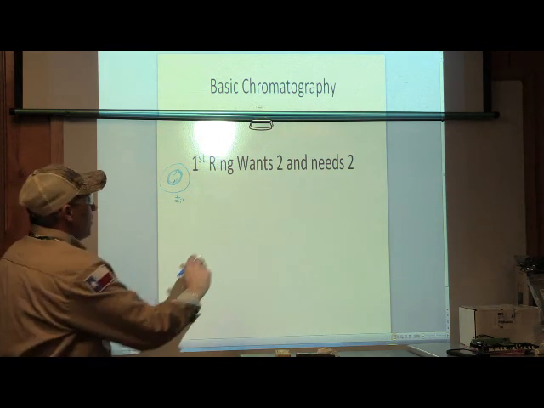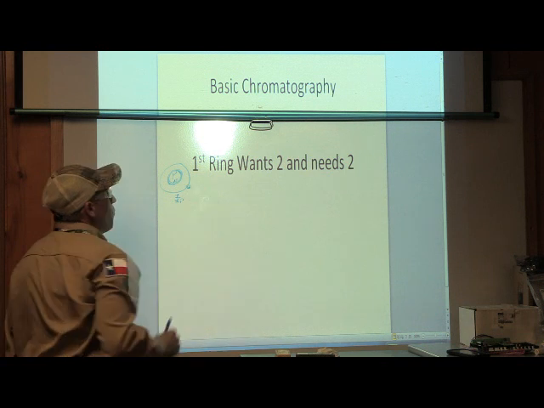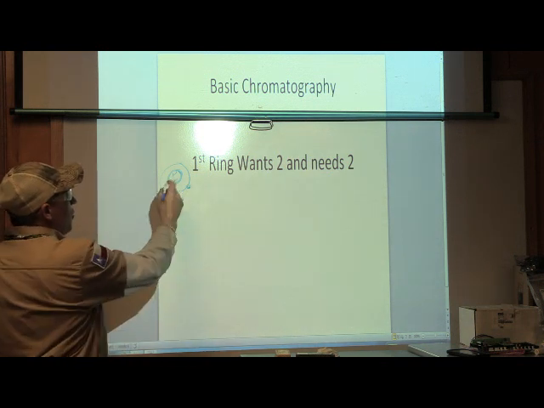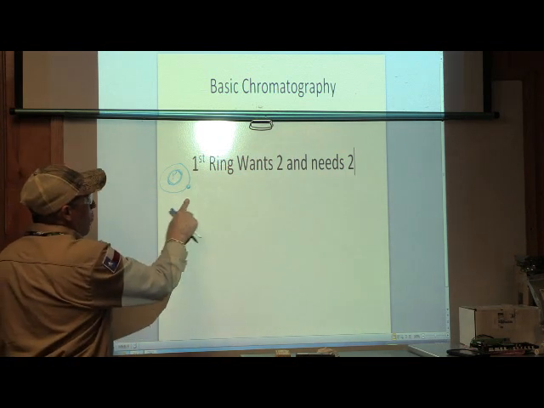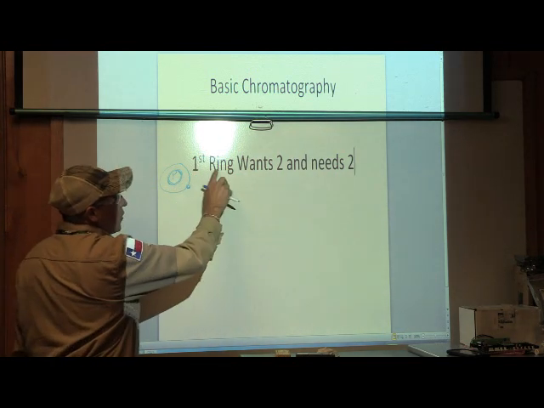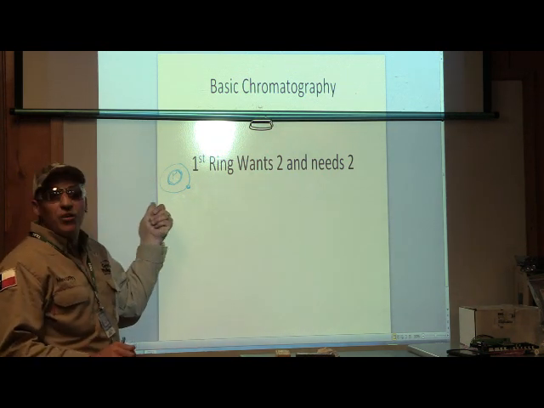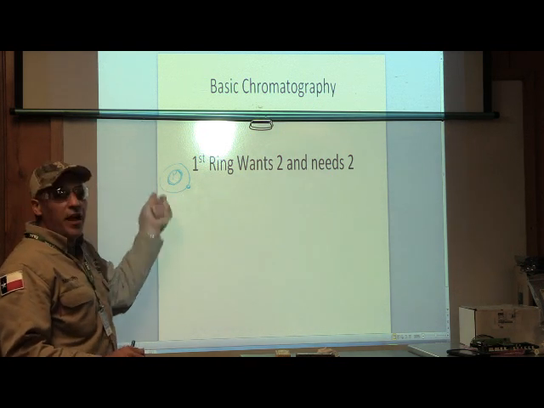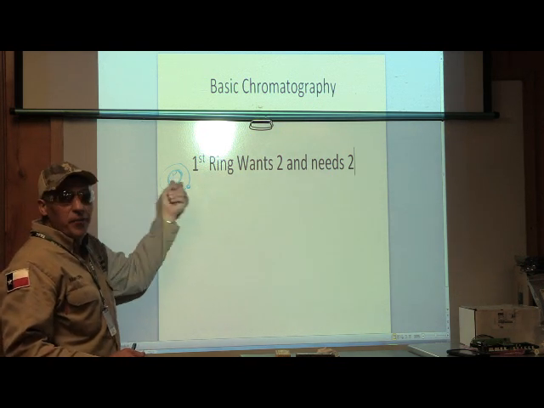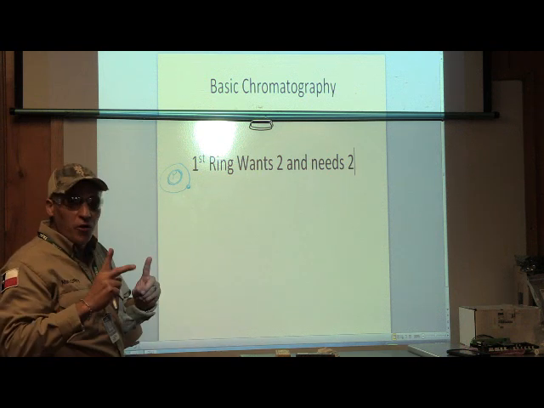This is where your electrons go. So on hydrogen, we have one proton, no neutrons, and one electron. What is the first rule? The first ring wants to and needs to. So this guy is wandering around looking and trying to find another electron for this outer ring. This outer ring will not be satisfied until there are two.